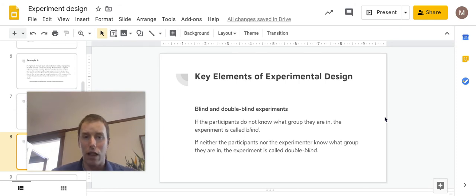All right, another key element of experimental design is that the experiment is blind and ideally double blind. In a blind experiment, the participants do not know which of the two groups they are in. They do not know if they're in the treatment group or the control group. The problem with that is that sometimes the experimenter, the person they're actually interacting with, will give off subtle cues they're not even aware of. And the person will pick up on whether or not they're in the experimental group or the control group.